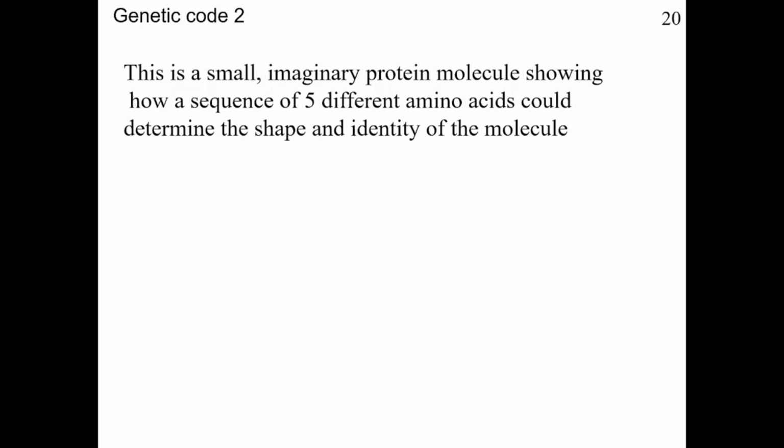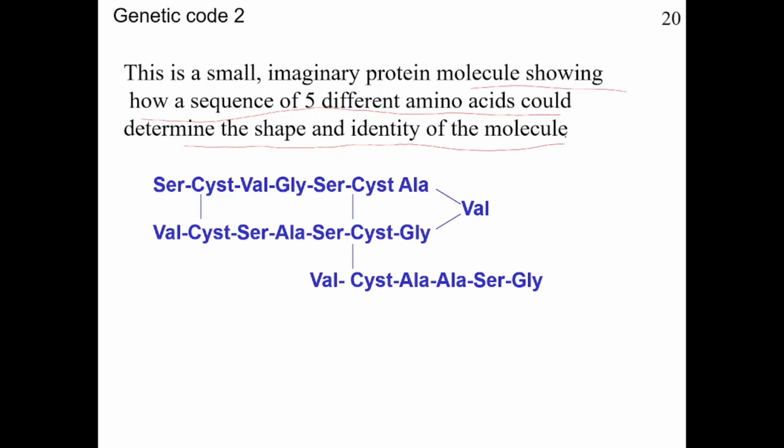Here you will get the point. This is a small imaginary protein molecule showing how a sequence of 5 different amino acids could determine the shape and identity of a molecule. These are the amino acids.